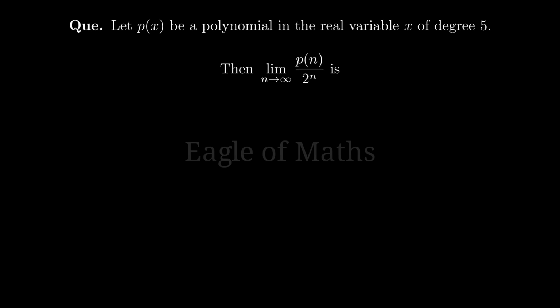Let p of x be a polynomial in the real variable x of degree 5. Then the limit as n approaches infinity of p of n divided by 2 to the power n is. Which of the following is correct? First pause video and try for yourself.